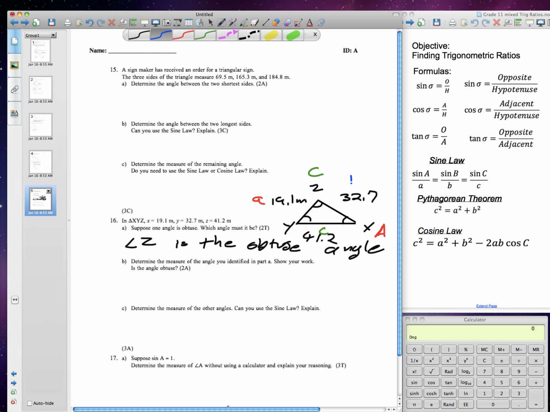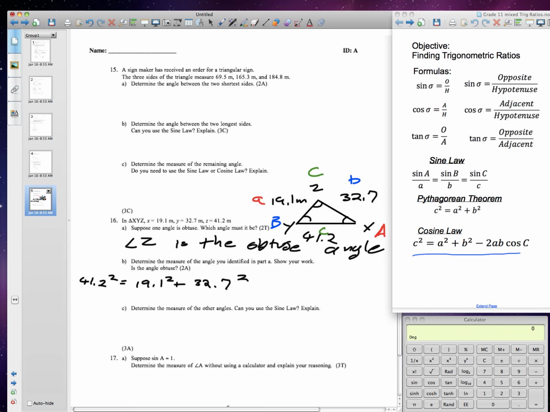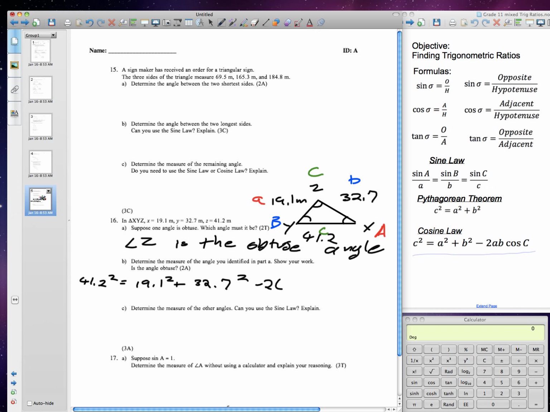So we know we're using our cosine law. So C squared. Side C is 41.2. So I'm going to start with 41.2 squared is equal to, side A is our 19.1, so 19.1 squared, plus side B is 32.7 squared. So again, guys, I'm using this formula here, our cosine law. Make sure you guys have all these formulas down. Then it says subtracted by 2 times side A again is 19.1. Side B is 32.7, and then cos, and I'm going to highlight this one in green, C or Z, that's the angle we're looking for. Now clearly I don't have enough room on the page, so I'm going to go to a blank page now. I'm going to move that formula over.